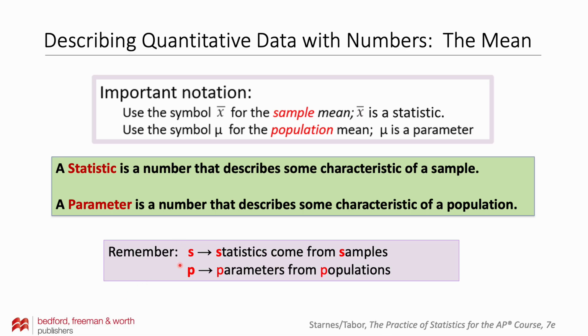Now, we do also want to remember the symbols. Just think, statistics starts with an S, so that's about samples, while parameters, which starts with the letter P, talks about populations. We are going to be using these two words quite a lot throughout AP Stats, so you do need to know if we're talking about a sample or a population.